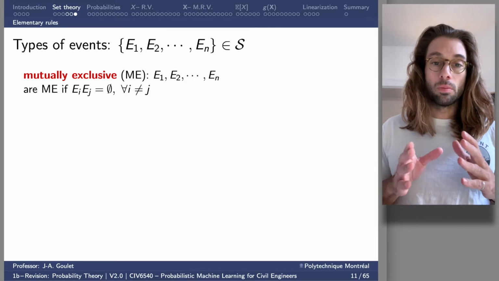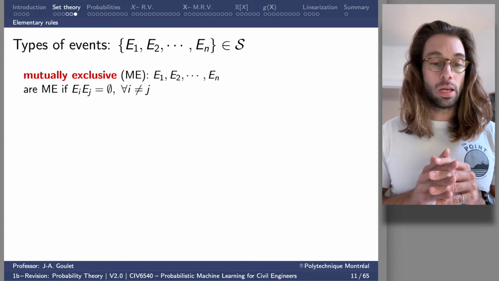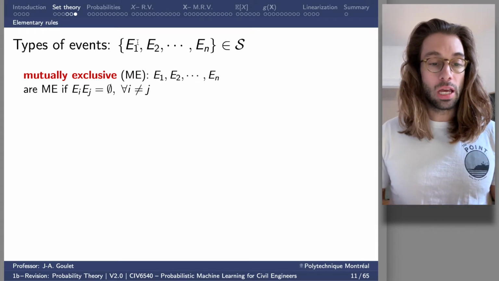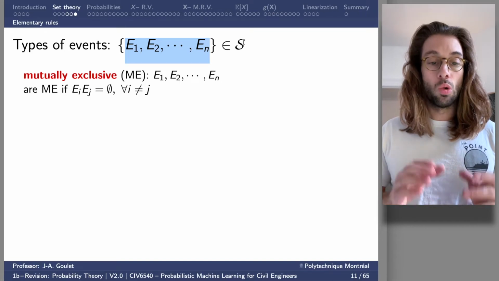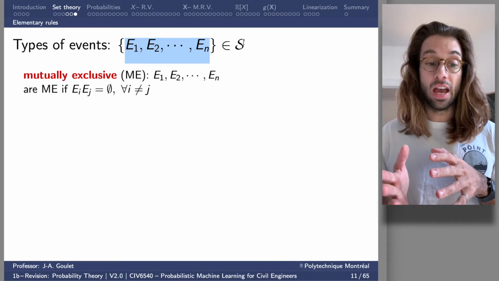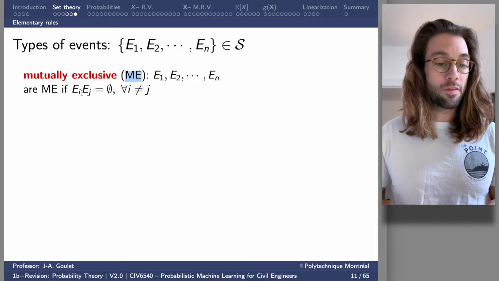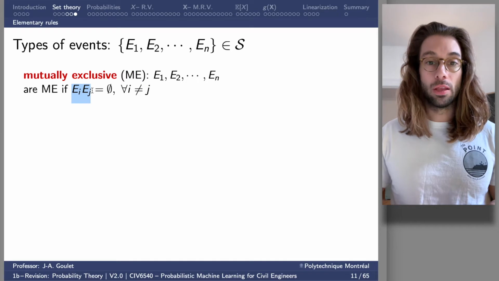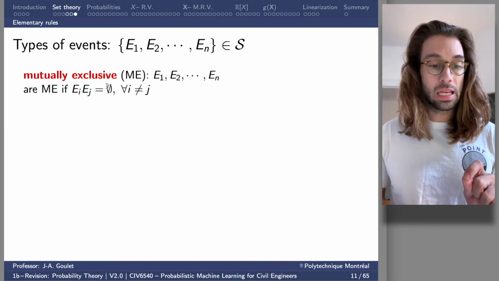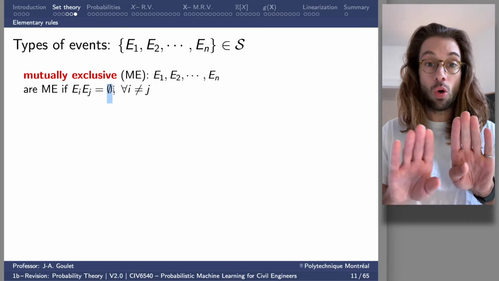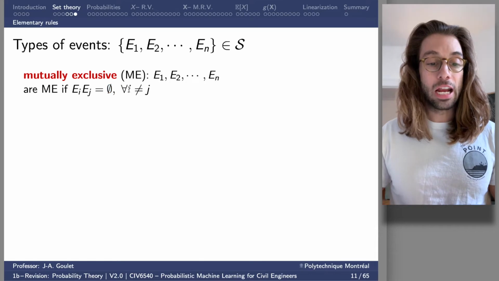So let's look more specifically at some types of events we're going to be interested in. In the general case, we look at a set of n events belonging to the sampling space. We say that this set of n events is mutually exclusive, ME, if the pairwise intersection of Ei, Ej is the empty set, meaning there's no overlap between these two events, for any i not equal to j.